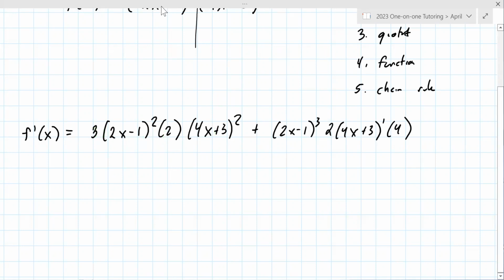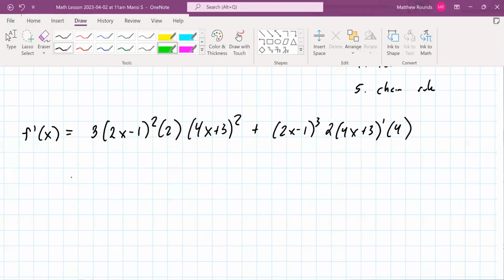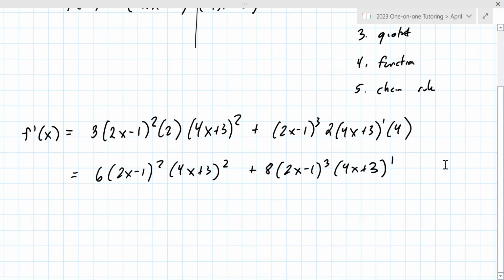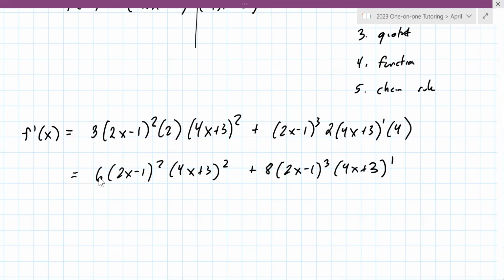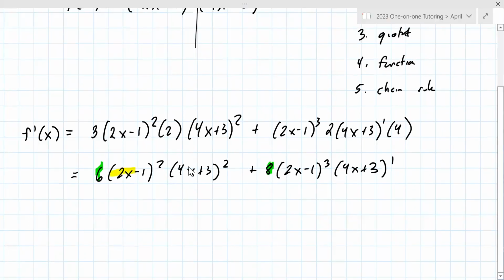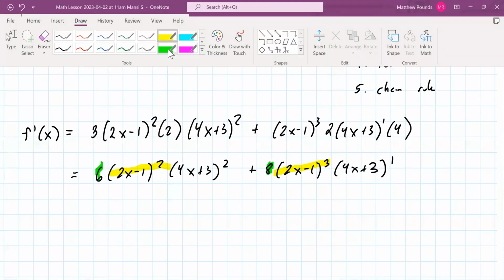Well, let's do it in pieces here. There's really a 6, because you got 2 times 3, 2x minus 1 squared, 4x plus 3 cubed, plus you got the 2 and the 4, 8, 2x minus 1 cubed, 4x plus 3 to the 1. So what you have to factor out between is the 6, the 8, then the 2x minus 1 squared, the 2x minus 1 cubed, and the 4x plus 3 squared, 4x plus 3 to the power of 1.